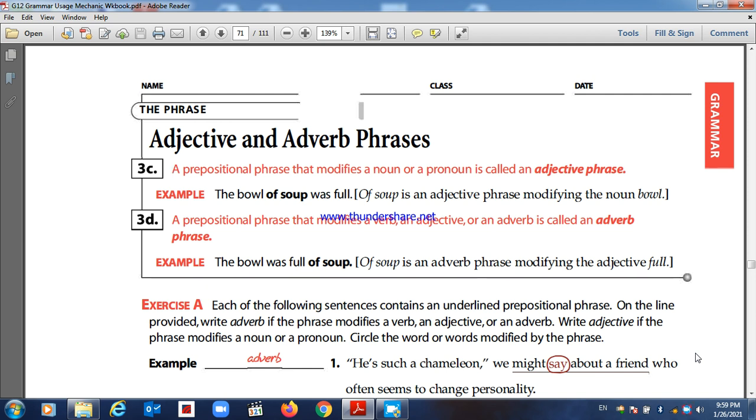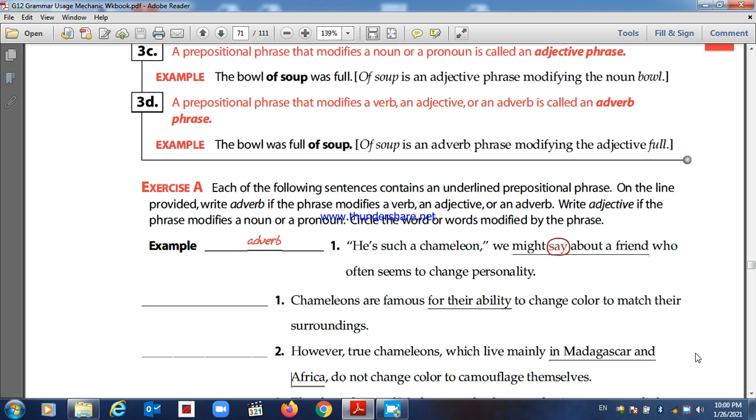If I'm modifying an adjective, an adverb, or a verb, then this prepositional phrase is an adverbial phrase, not adjectival. Now let's look at the exercise in order to know how to distinguish between the adjectival prepositional phrase and the adverbial prepositional phrase. Because actually this is a little bit confusing, but if you understand the prepositional phrase, you refer to the word that it modifies, then it's going to be very simple.